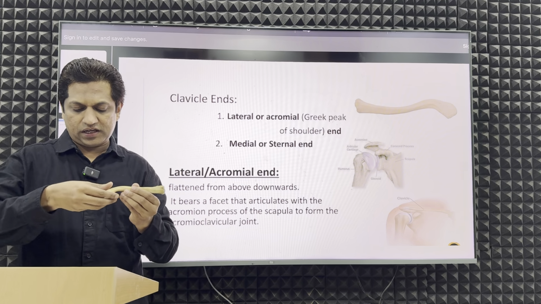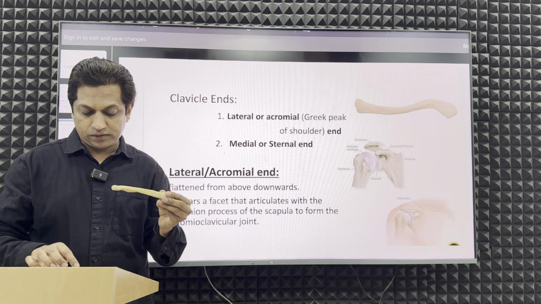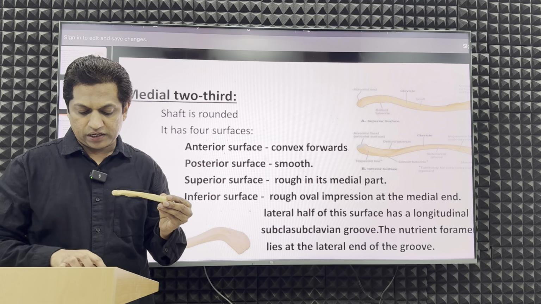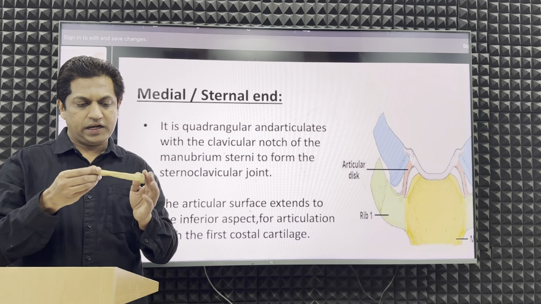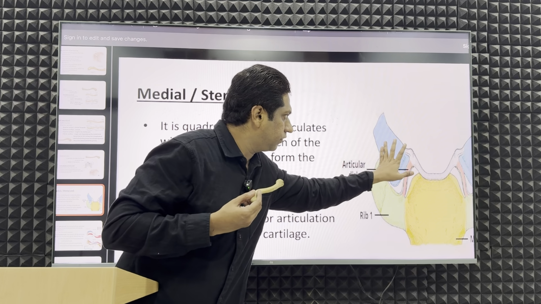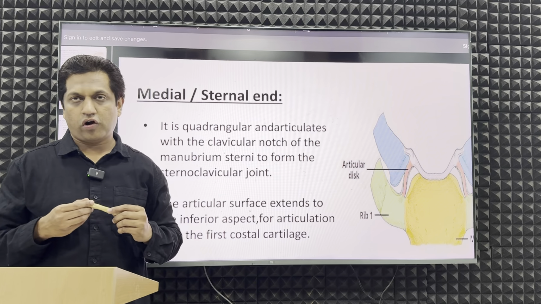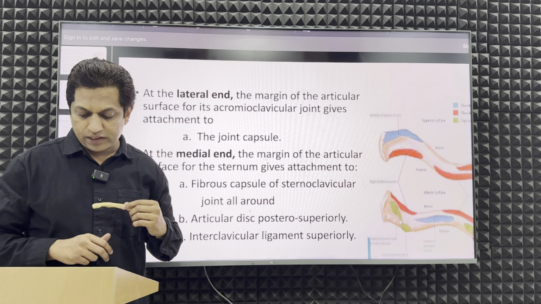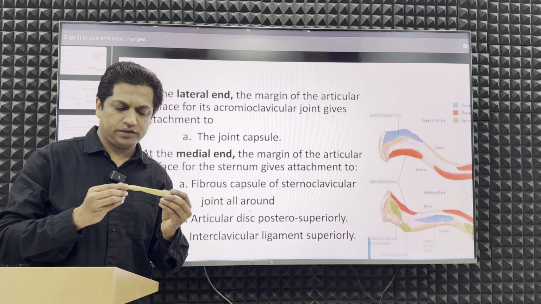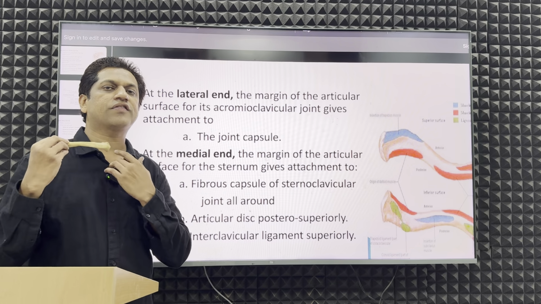So, the lateral end is flattened from above downwards. We have already studied this, and we have also studied the peculiarities of the shaft. The medial end articulates with the sternum like this. This is the middle bone, the sternum, and this is the clavicle, how it articulates to form the sternoclavicular joint, okay. Then about the ligaments, they form two important joints with this bone, the acromioclavicular joint and the sternoclavicular joint.